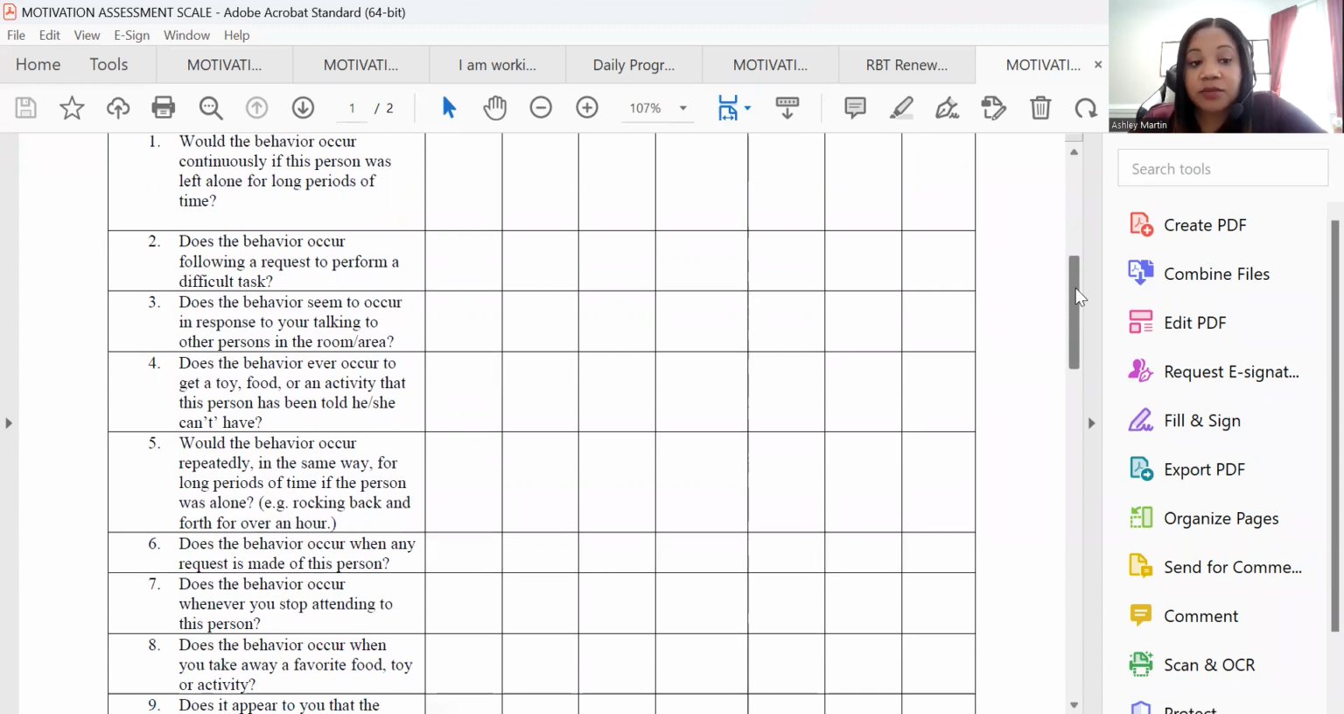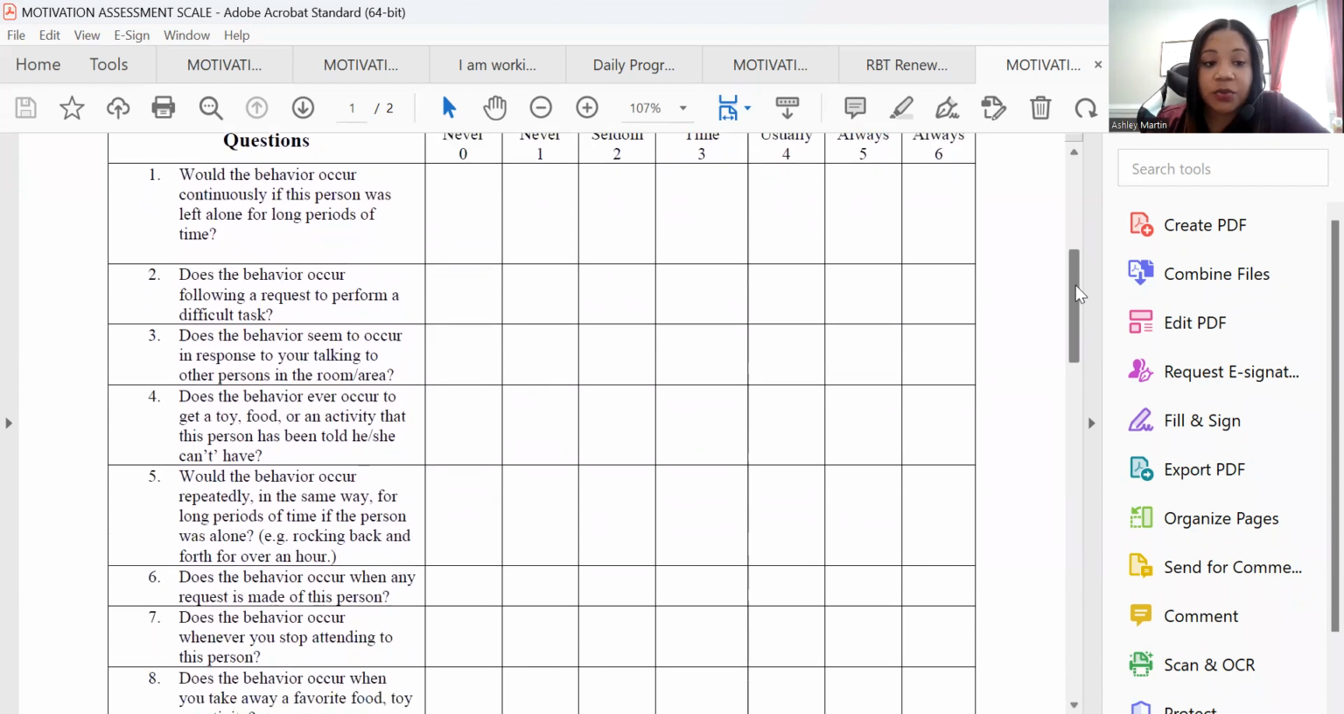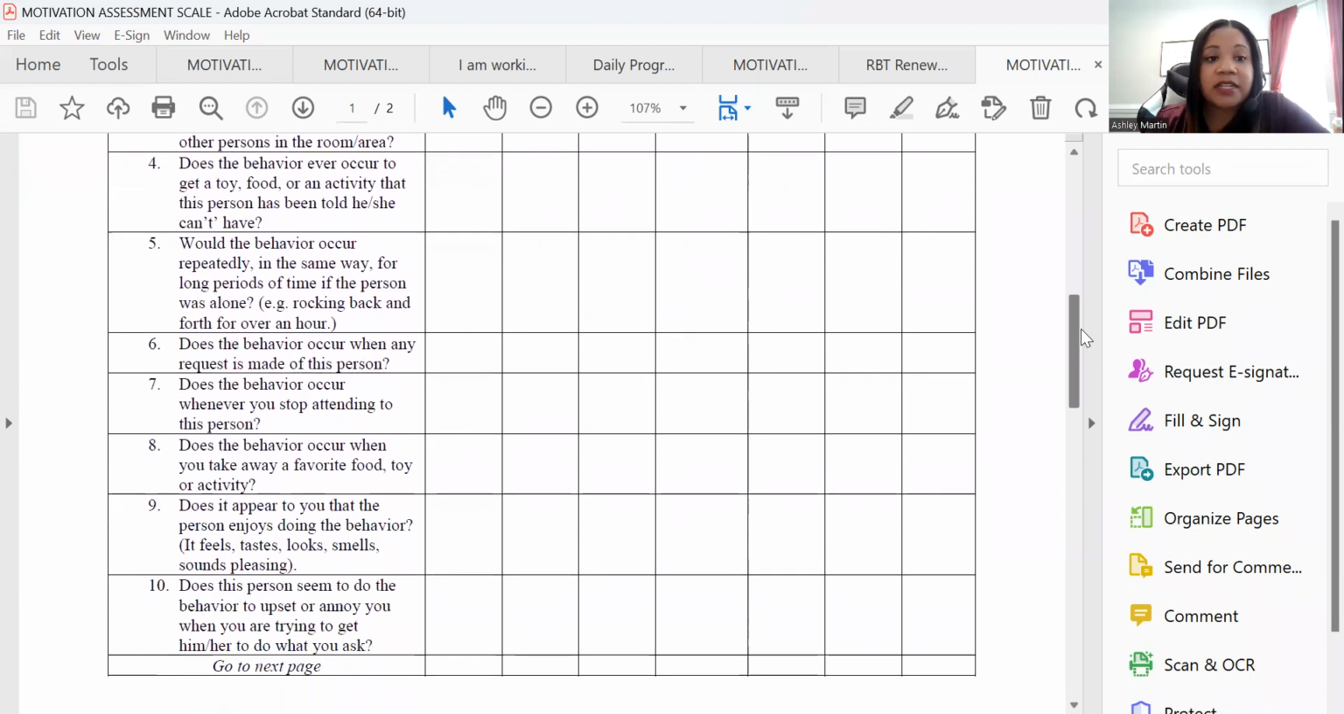Does the tantrum seem to occur in response to you talking to others in the room? Once again, you will rate that. Does the tantrum ever occur to get a toy, food, or an activity that the person has been told he or she cannot have? Would the behavior occur repeatedly in the same way for long periods of time if the person was alone, rocking back and forth for hours, for example?